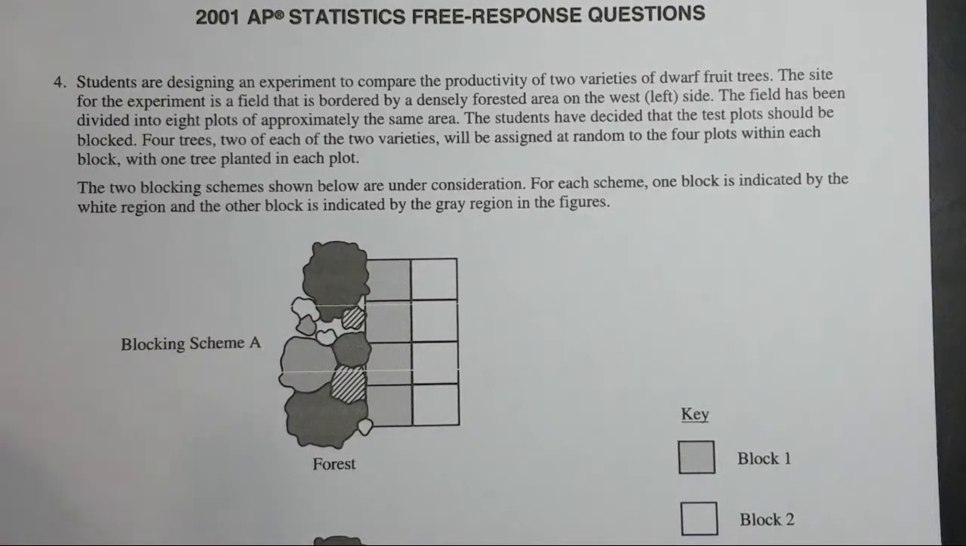Well, I should say number 5 is better, but students are designing an experiment to compare the productivity of 2 varieties of dwarf fruit trees. The site for the experiment is a field that is bordered by a densely forested area on the left side. The field has been divided into 8 plots approximately the same size. The students have decided that the test plots should be blocked. 4 trees, 2 of each of the 2 varieties, will be assigned at random to the 4 plots within each block, with 1 tree planted in each plot. The 2 blocking schemes shown below are under consideration. For each scheme, 1 block is indicated by the white region, and the other block is indicated by the gray region in the figures. They're asking which of the blocking schemes is better for the experiment.